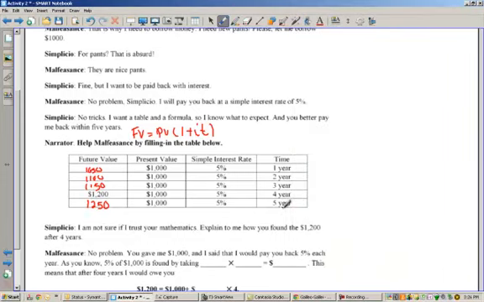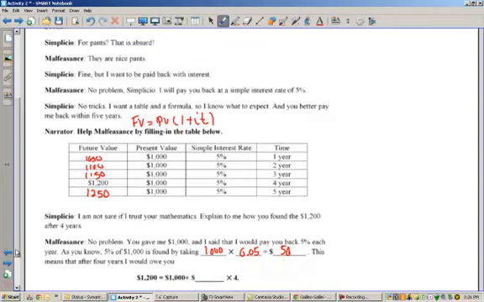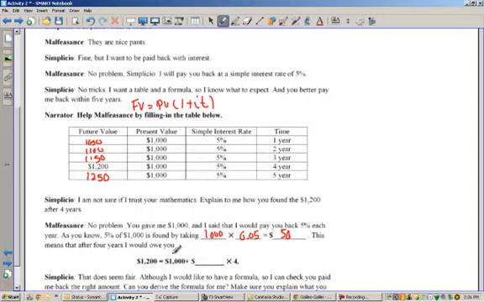Simplicio says, this seems fine with me, but maybe you should explain how you actually found this $1,200. Malfeasance says, sure, I told you I was going to pay you 5% on $1,000. So the way this works is you take 1,000, and to find 5% of it, you multiply by 0.05, and you get $50. So I would owe you after 4 years $1,200, which equals 1,000 plus 4 years, where I take $50 times 4, and I get your answer.